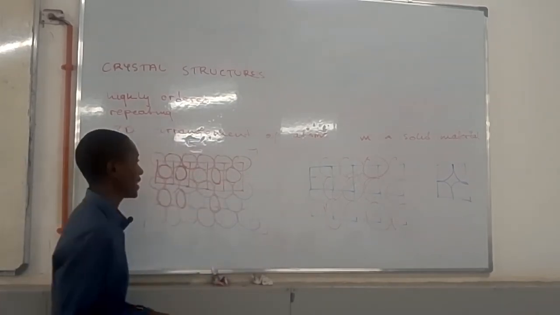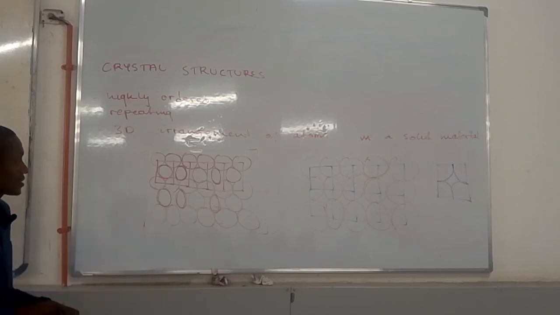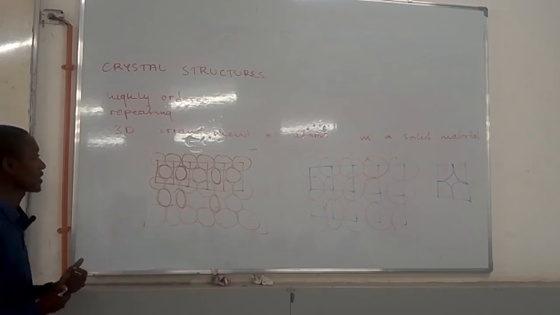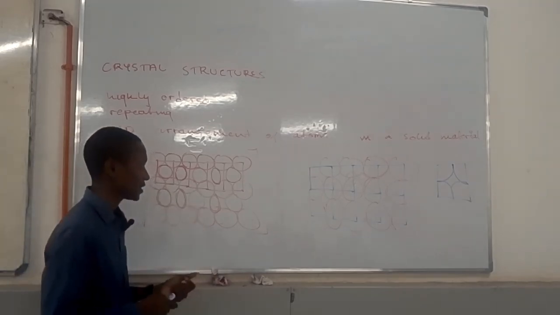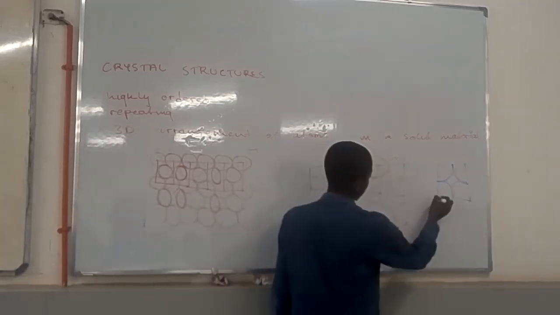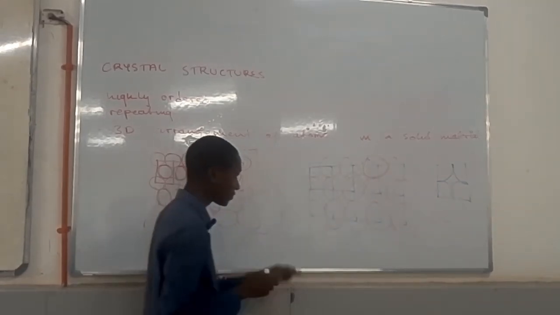And we've got this other one as well. This other one looks like BCC, but anyway, we'll confirm if it's either BCC or FCC. But this one is simple cubic. All right.